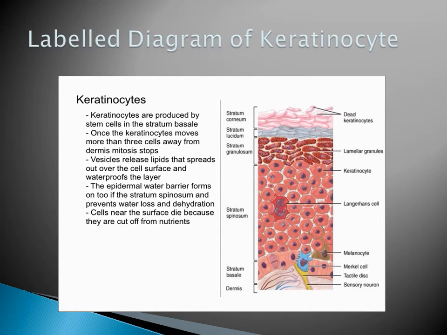Keratinocytes are produced by the stem cells in the stratum basale. Once the keratinocytes move more than 3 cells away from the dermis, mitosis stops. Vesicles release lipids that spread out over the cell surface and waterproof the layer. The epidermal water barrier forms in the stratum spinosum and prevents water loss and dehydration. Cells near the surface die because they are cut off from nutrients.